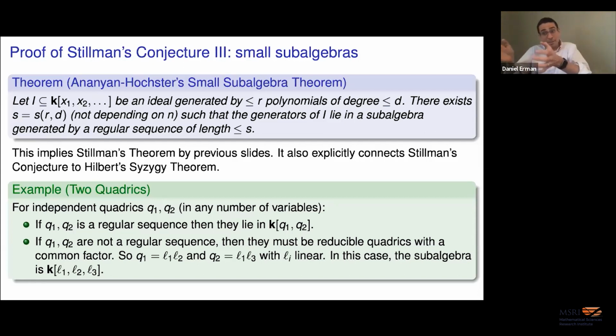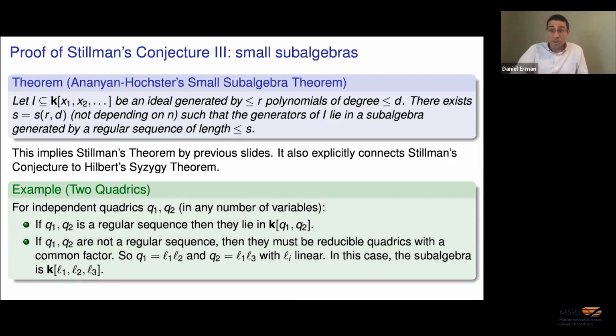And so anything which is stable under flat maps, like projective dimension or the Betti table, things like this, will be preserved under that passage. And so this explicitly connects Stillman's conjecture to Hilbert's Syzygy theorem. It says Hilbert's Syzygy theorem for a polynomial ring in S variables transfers via this flat descent and this subalgebra theorem to any ideal generated by R polynomials of degree at most D. So this subalgebra theorem is stronger than Stillman's conjecture.